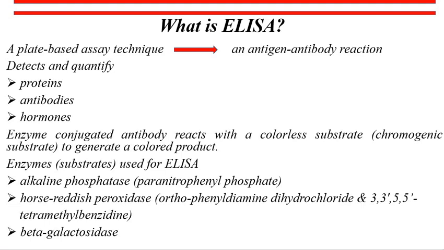Enzymes and substrates used for ELISA include alkaline phosphatase, whose substrate is para-nitrophenyl phosphate. Horseradish peroxidase, whose substrates are orthophenylenediamine dihydrochloride and 3,3',5,5'-tetramethylbenzidine. And the third enzyme is beta-galactosidase.